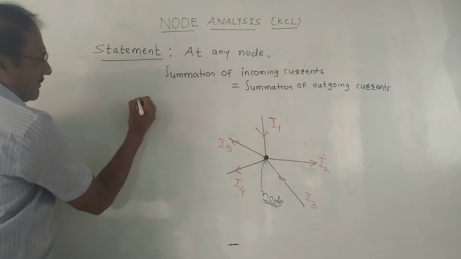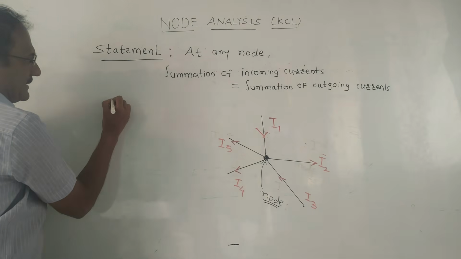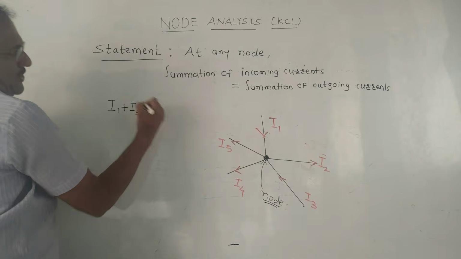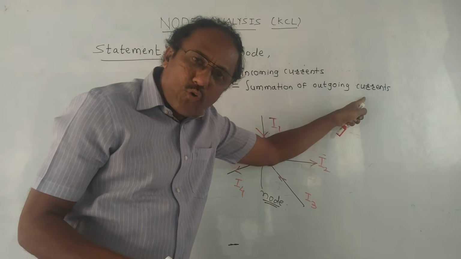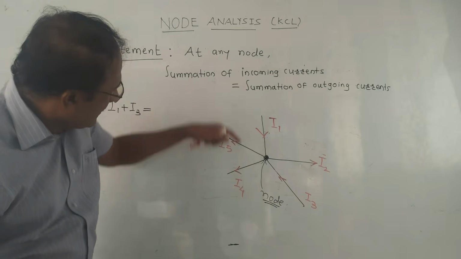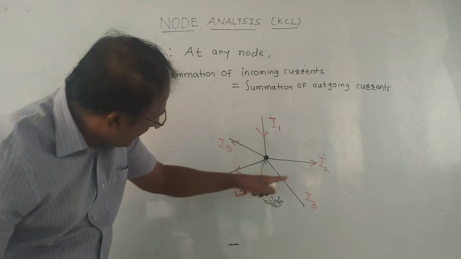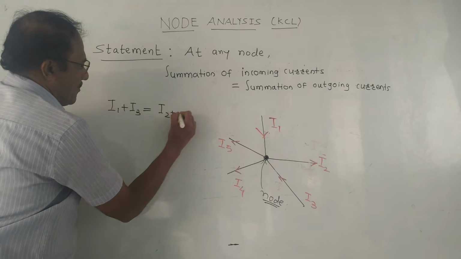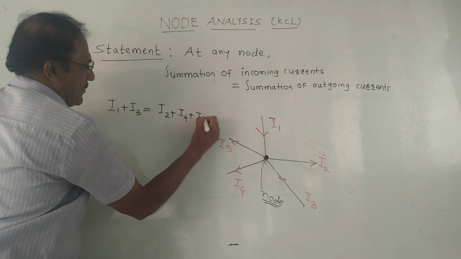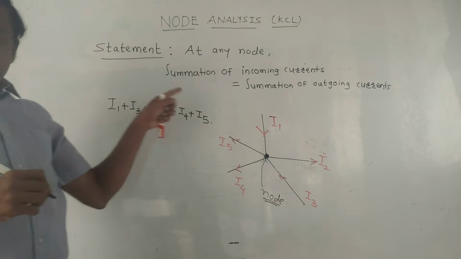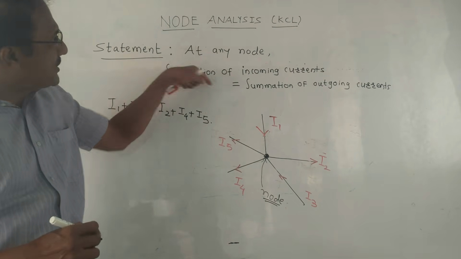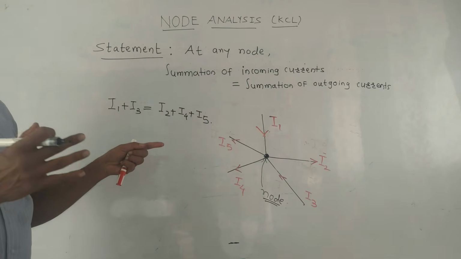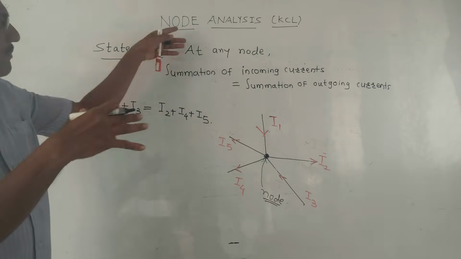So I will mark the notations in the statement, that is, incoming currents I1 plus I3 is equal to, what we have written, summation of outgoing currents. Outgoing currents are, look at this diagram, I2, I4 and I5. So I will write I2 plus I4 plus I5. So I have written the mathematical equation according to the statement of KCL, that is node analysis. Let us solve some numericals to get an idea how to implement this statement.